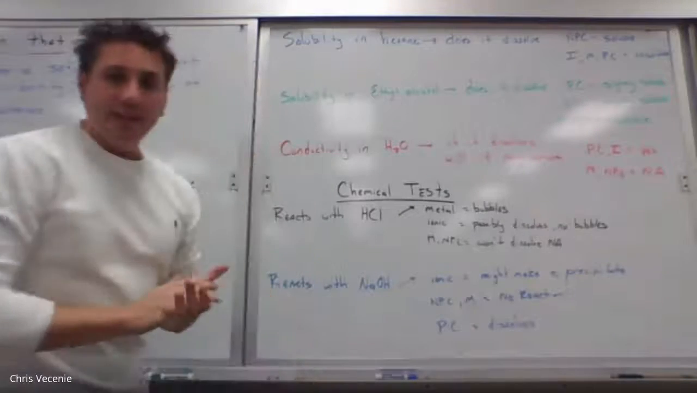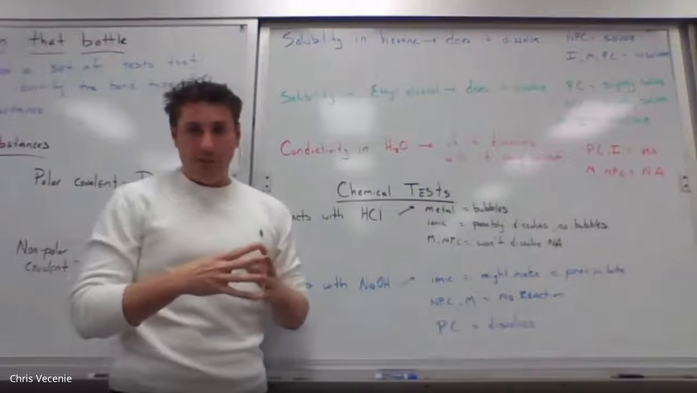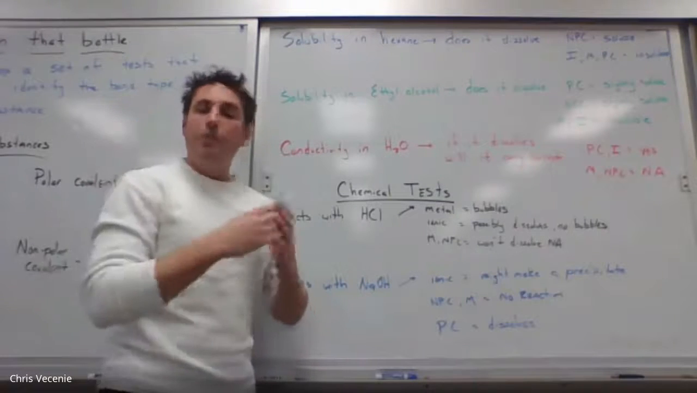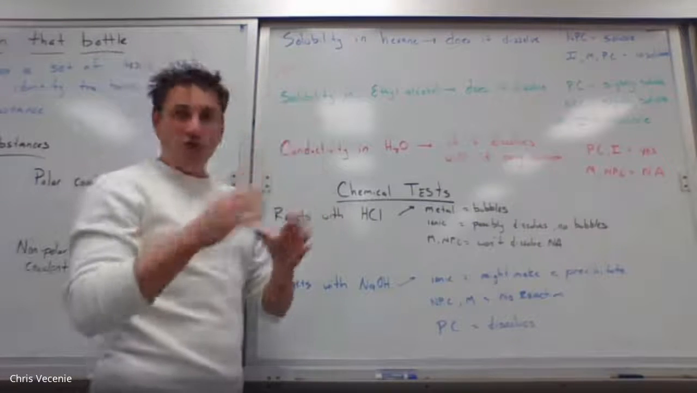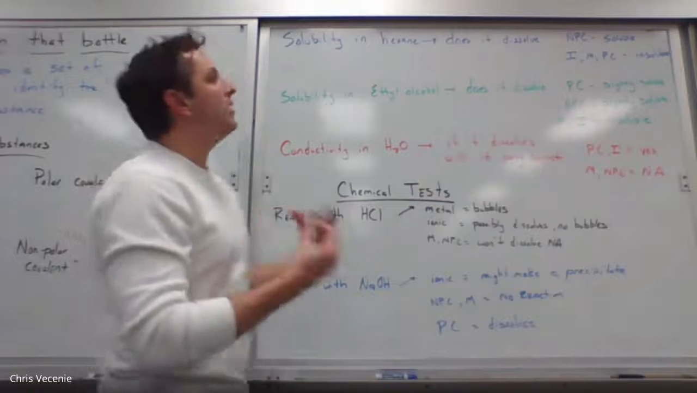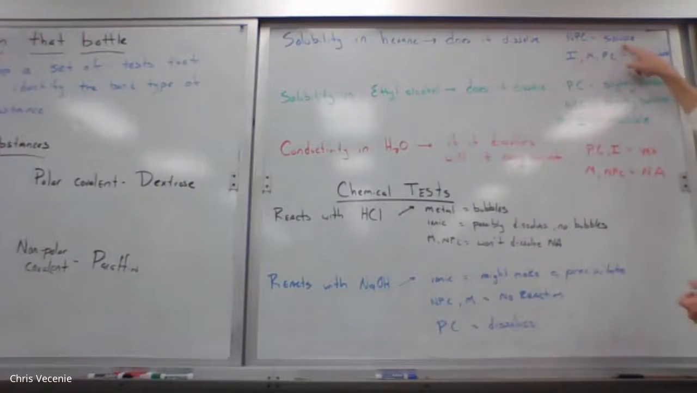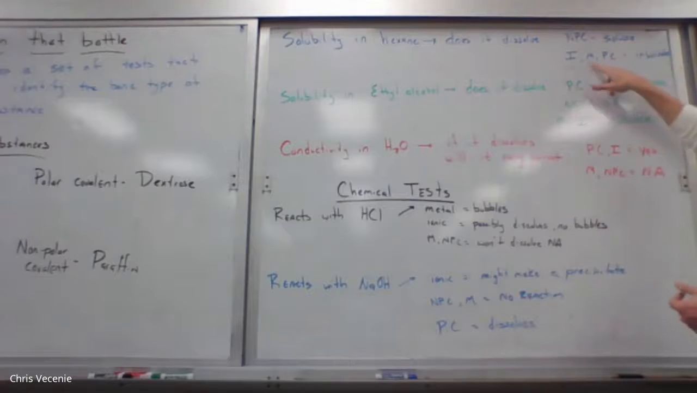Second solubility test is in hexane. Hexane is a non-polar substance. It's a carbon chain, right? Remember, carbon chains that only have H's on them are always non-polar, which means if I dissolve, I must also be non-polar. So my non-polar covalents will be soluble. My ionics, my metallics, my polar covalents, they will be insoluble.